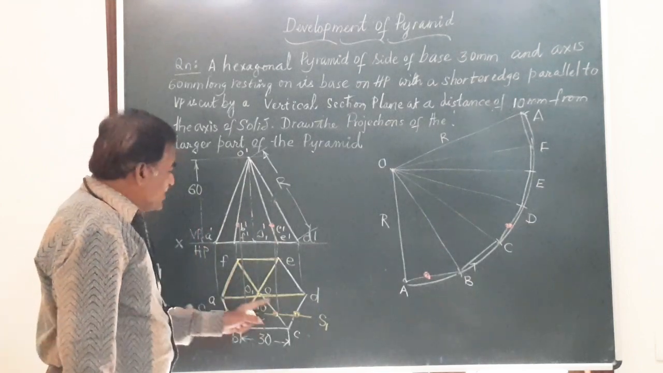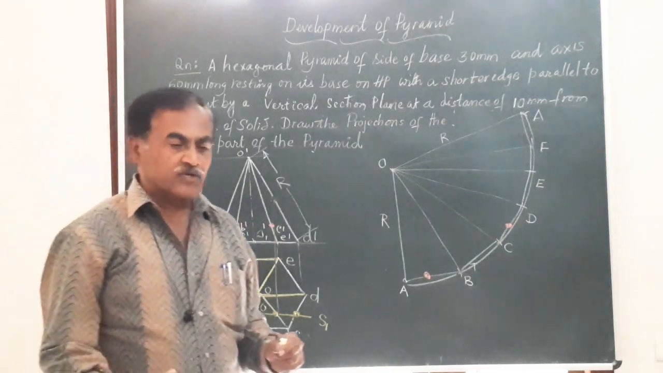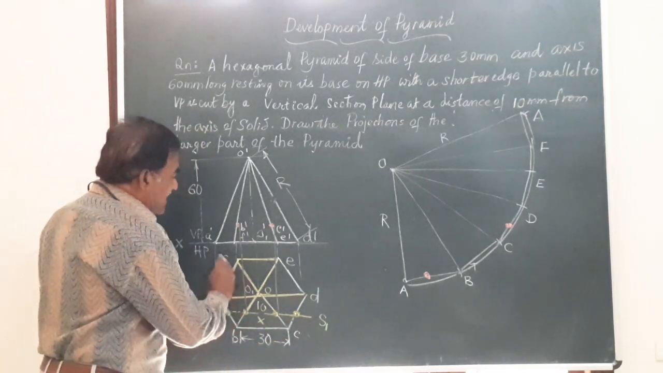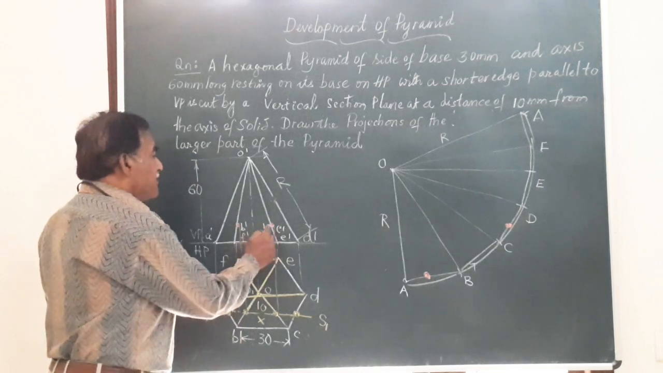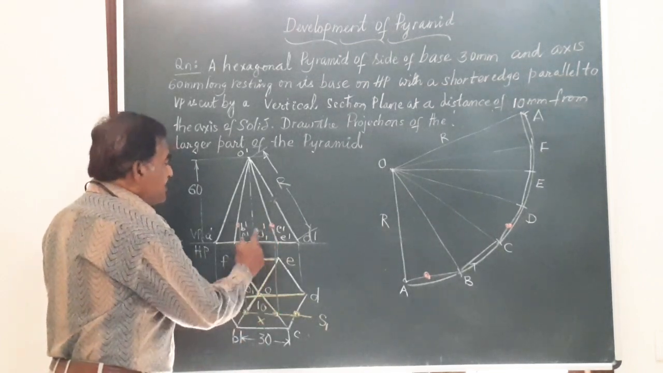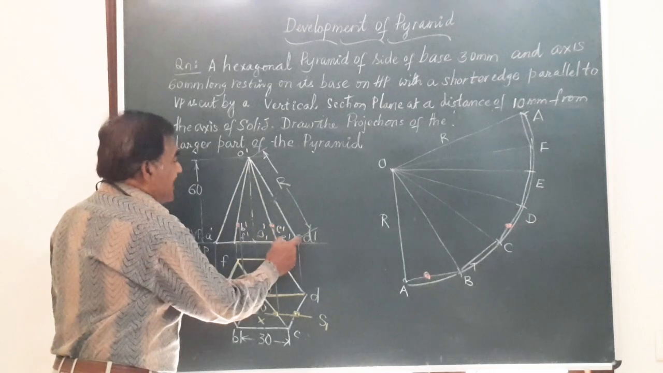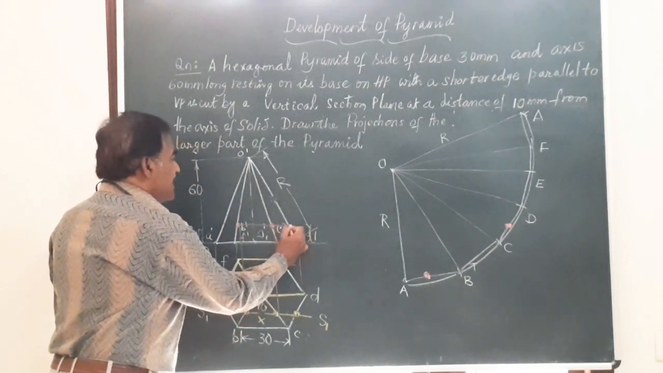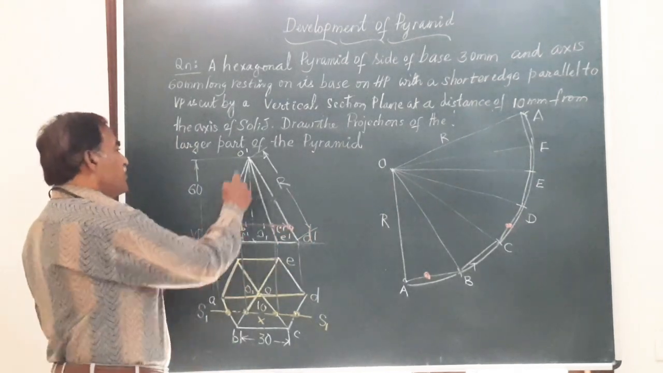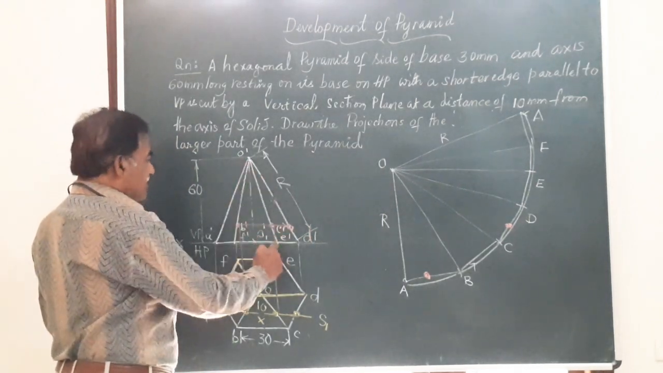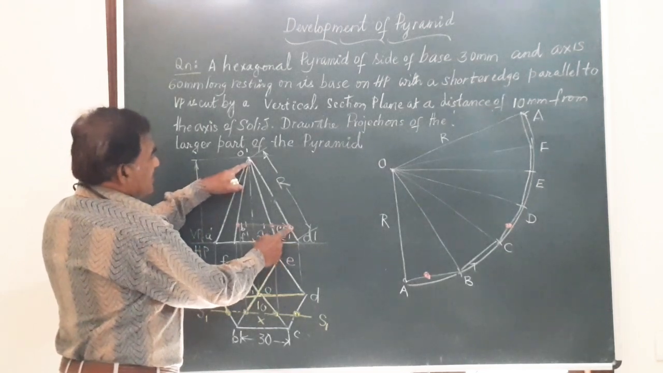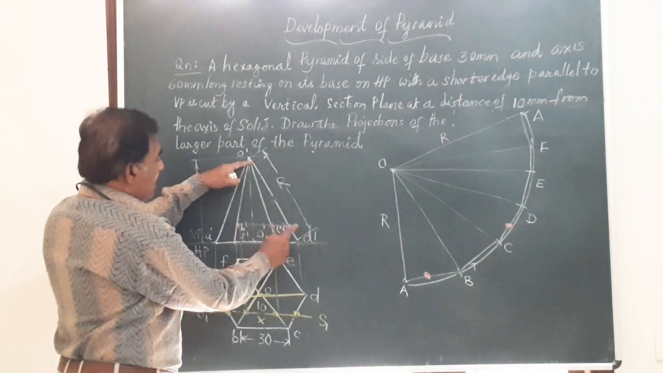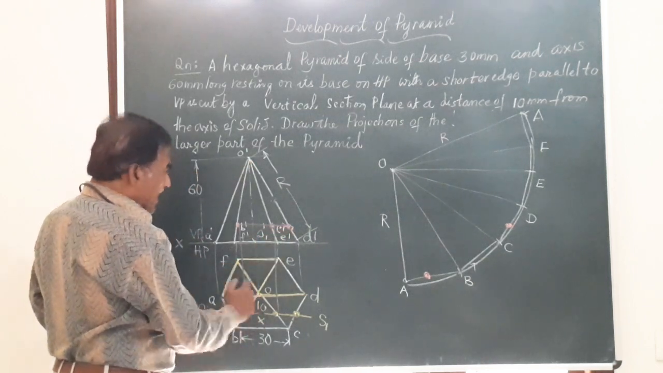Remember, these OC and OB are not the true length because both OC and OB are inclined to VP. So whatever the point it is cutting there, transfer those points to the true length line R. So I am going to write a horizontal line till it meets here. So on both OB and also on OC at this distance the solid is cut. So I am going to mark this distance on OB and OC.